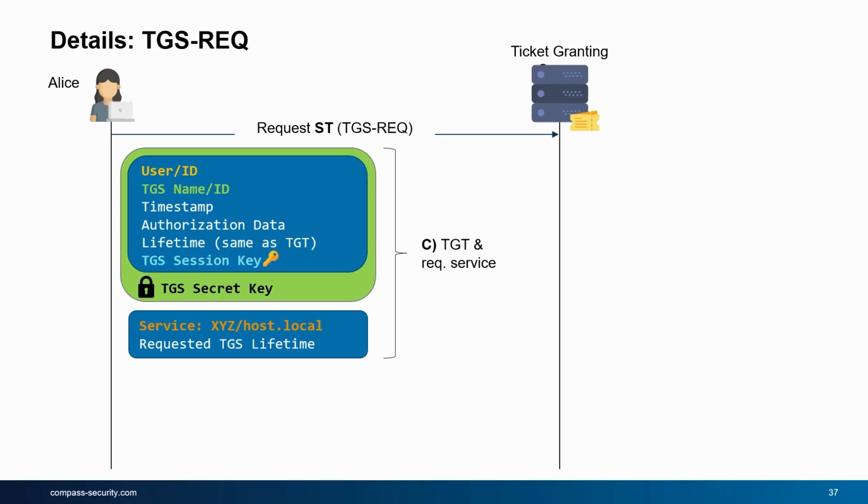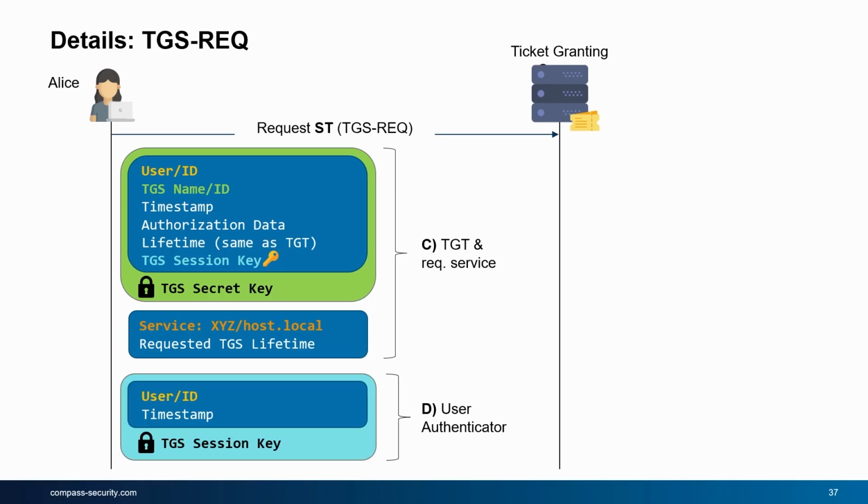Now, along with that, we also send a so-called user authenticator. The user authenticator is a very simple data structure. It is essentially our user ID and the current timestamp, which is then encrypted with the session key that we have previously established and that we use to communicate with the ticket granting service. Now you can see that the TGS session key that we use to encrypt the authenticator is the same that is contained within the actual TGT, and that will make sense in a few seconds.